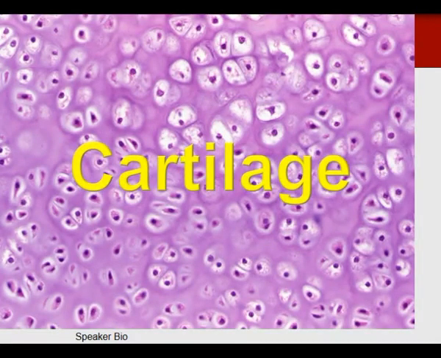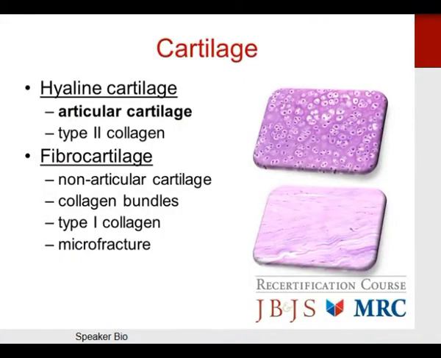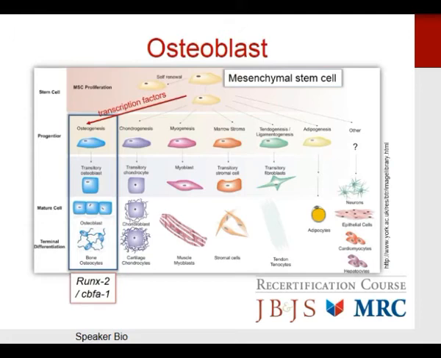Cartilage. The two types of cartilage we'll be discussing today include hyaline cartilage and fibrocartilage. Hyaline cartilage is the articular cartilage, is type 2 collagen. Fibrocartilage is the non-articular cartilage, type 1 collagen. So again, articular cartilage is hyaline cartilage, type 2 collagen.